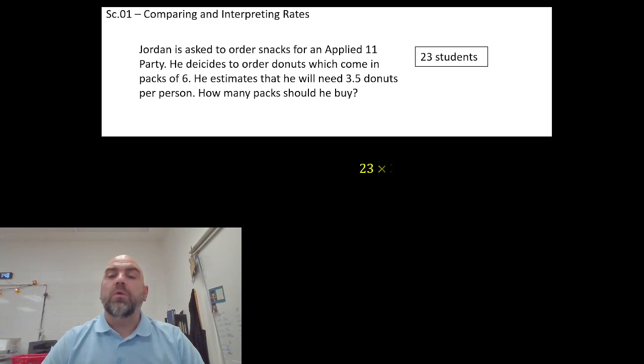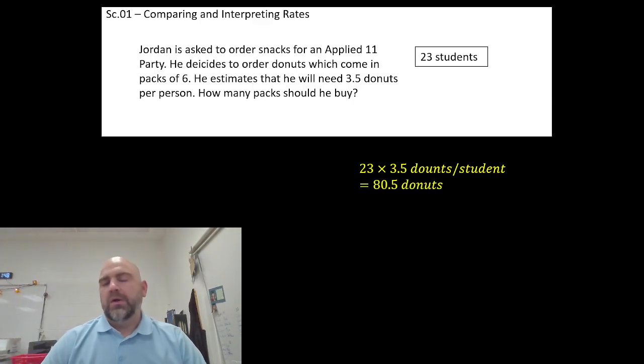What we have. So we take the number of students, multiply by 3.5 donuts per student, which means that we will need about 80.5 donuts, roughly that amount. Now, we need at least that, so we're going to have to get probably a few more, unless that is exactly divisible by 6, which it's not.